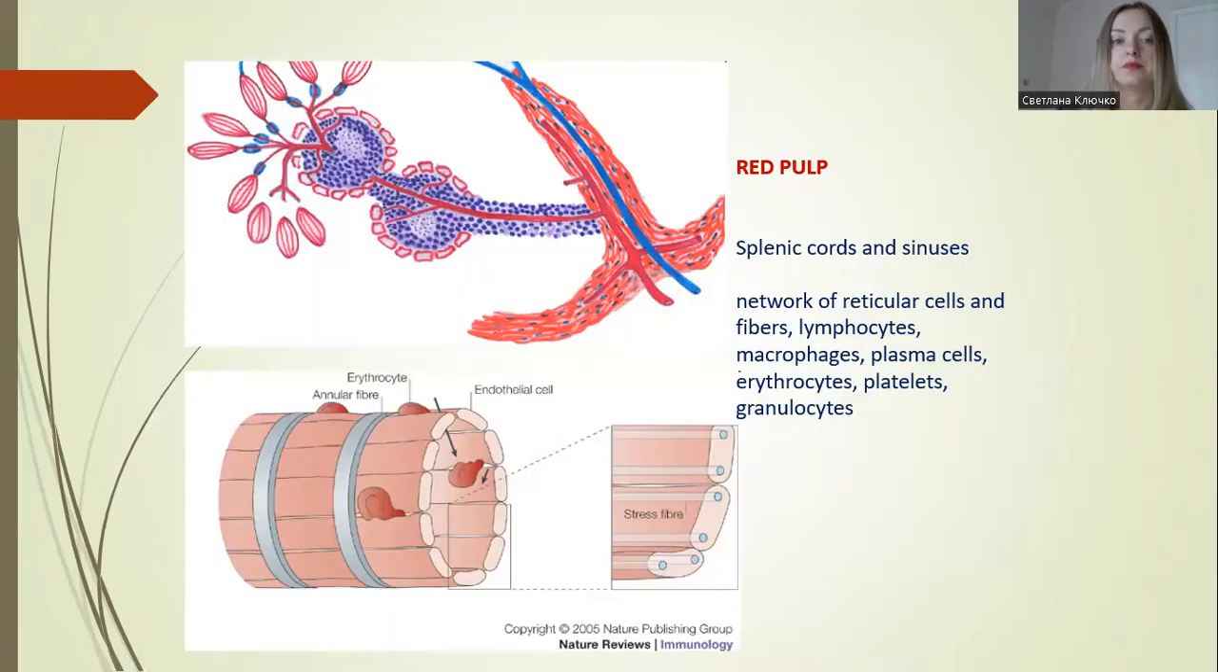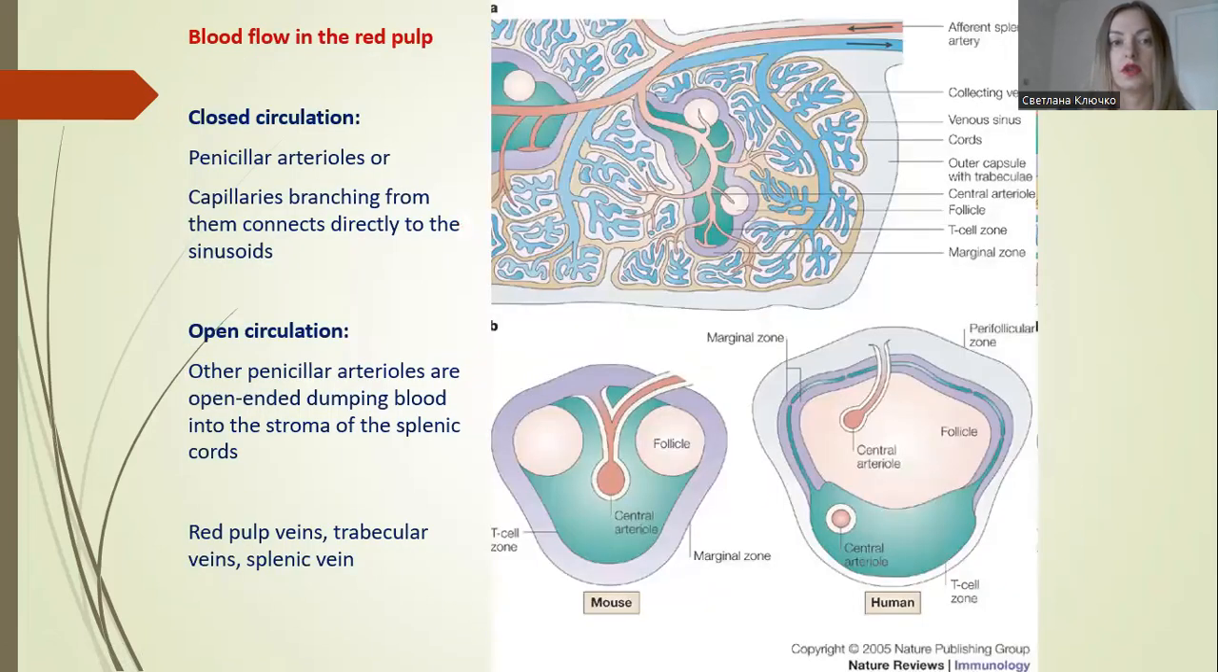And red pulp. Red pulp consists of splenic cords and splenic sinuses. Blood flow in the red pulp: two types, closed circulation and open circulation. In closed circulation, penicillar arterioles or capillaries branching from them connect directly to the sinusoids. In open circulation, other penicillar arterioles are open-ended, dumping blood into the stroma of the splenic cords.